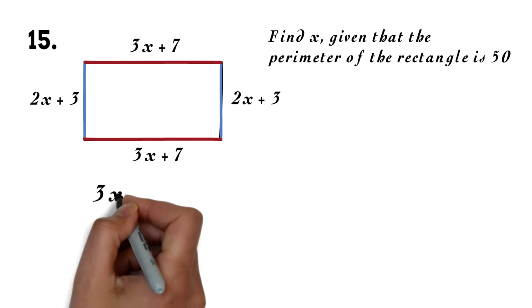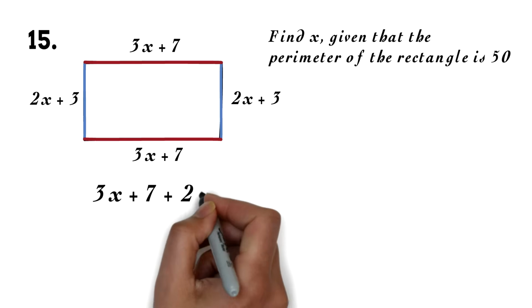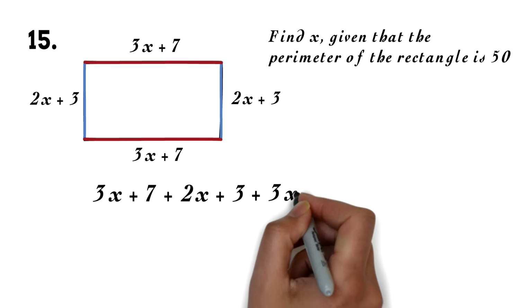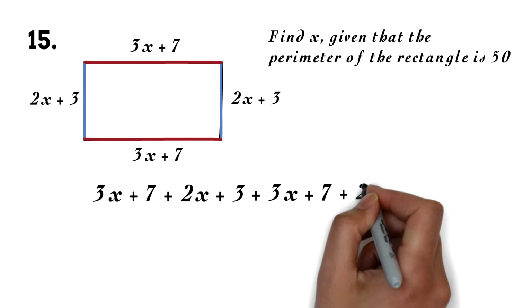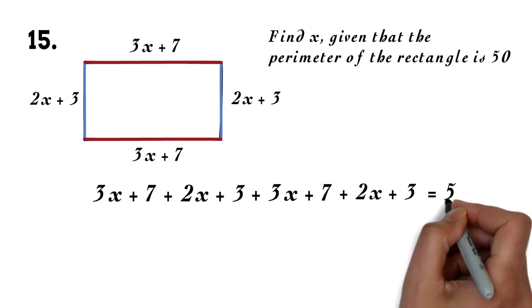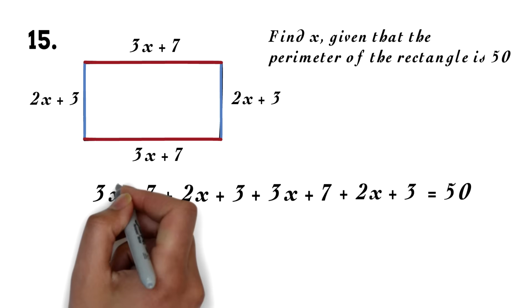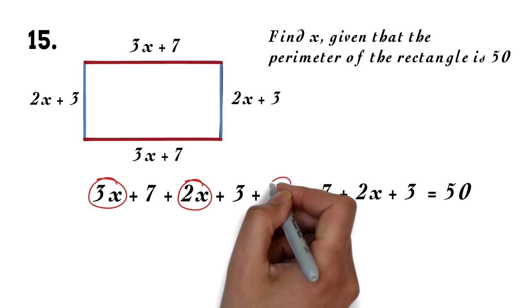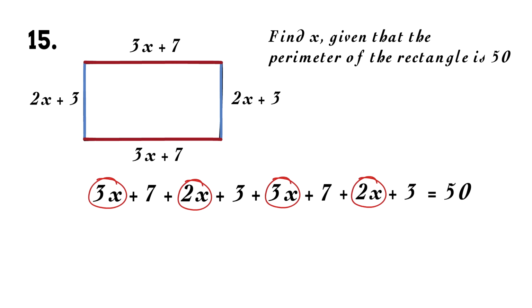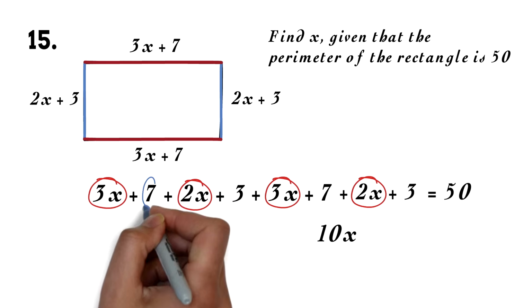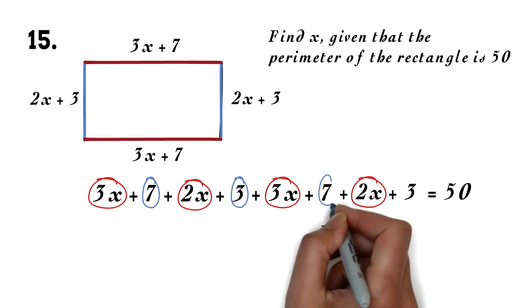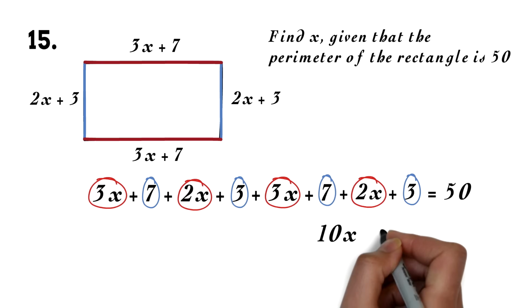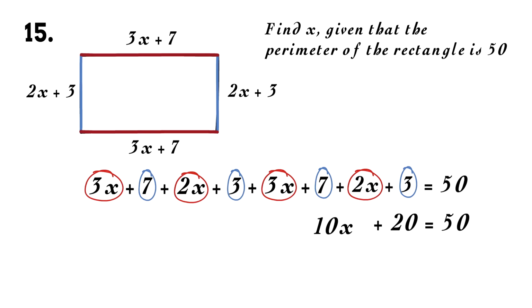We have 3x plus 7 plus 2x plus 3 plus 3x plus 7 plus 2x plus 3. We can add all the x terms, 3x plus 2x plus 3x plus 2x. This will give us 10x. We can add the numbers, 7 plus 3 plus 7 plus 3. This will give us 20.